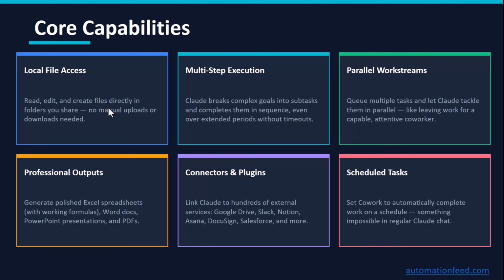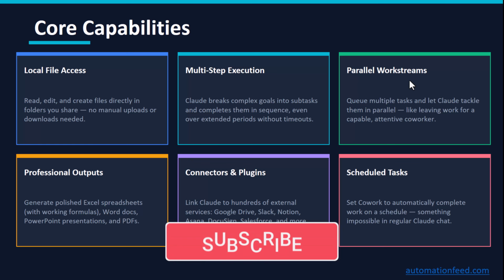Multi-step execution. This is a big one. Cowork can break a complex goal into a sequence of subtasks and work through them one by one. No timeouts, no dropping off. Next one is parallel workstreams. You can actually queue up multiple tasks and let Claude run them at the same time. It's like having an assistant who can genuinely multitask.